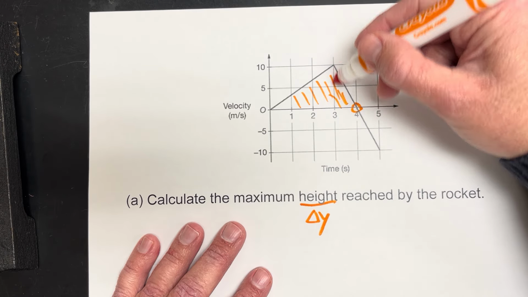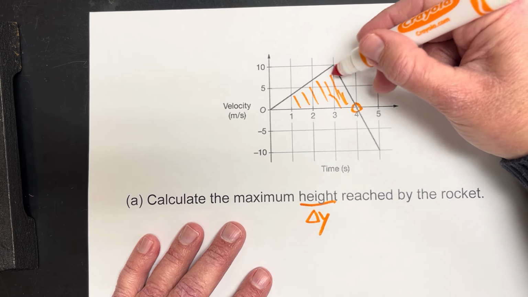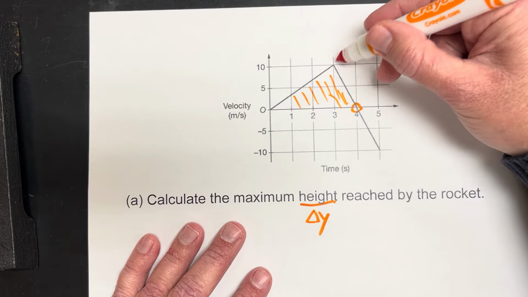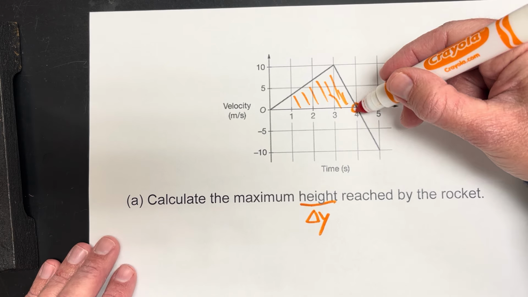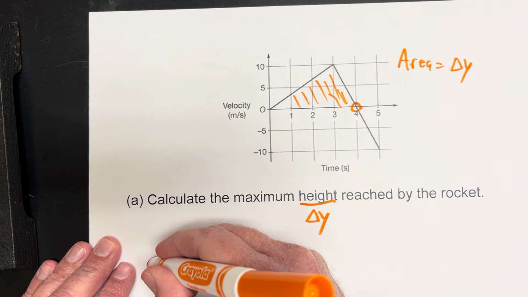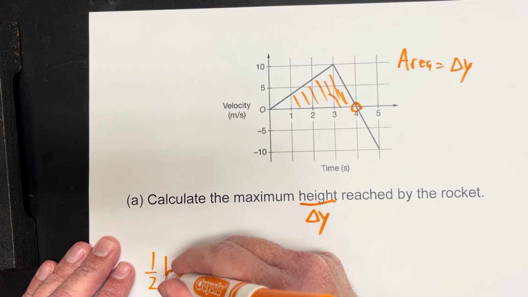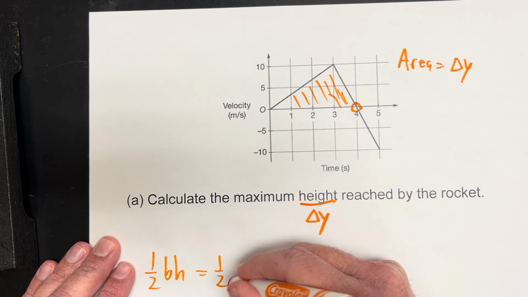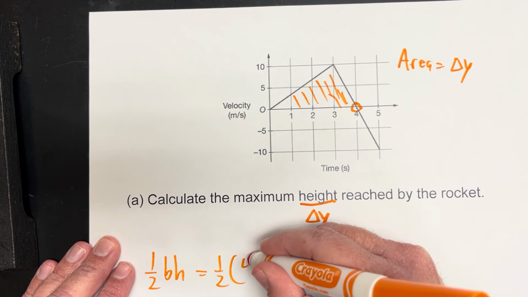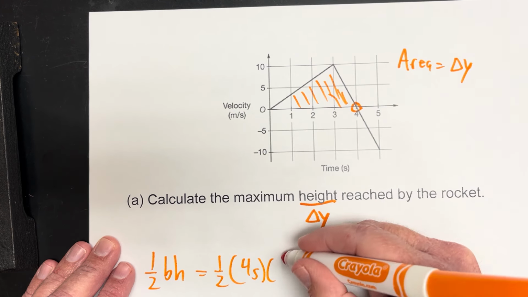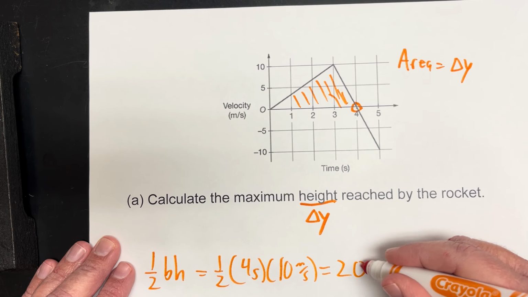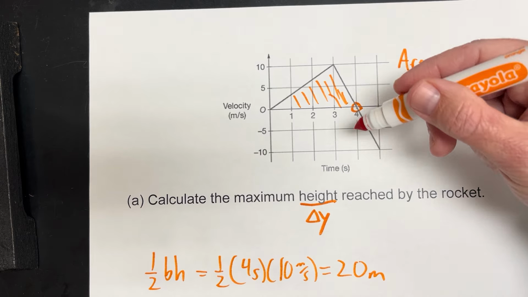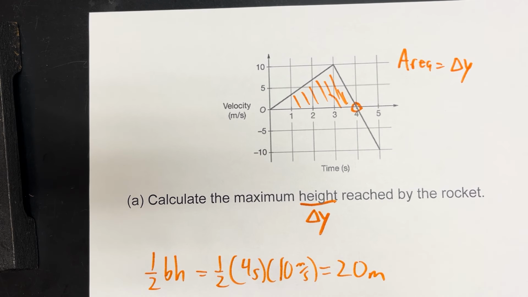Sometimes people make the mistake where they stop at 3 because they see this peak and they think that's the peak, but that's when the engine shut off. So it continued to rise for another second there. So just find this area right here. That area is going to be 1/2 base times height, which is 1/2. Our base is 4 seconds. Our height is 10 meters per second. And so we're going to get 20 meters as the displacement under there. And so that's our maximum height.